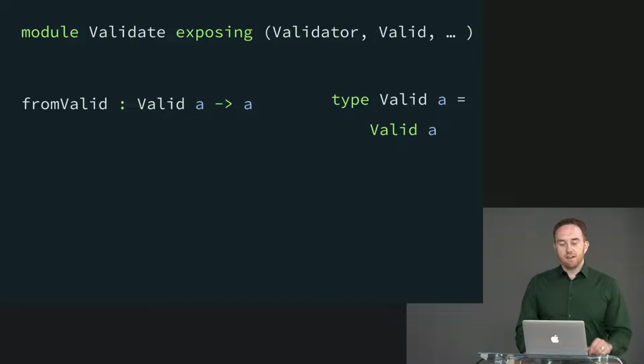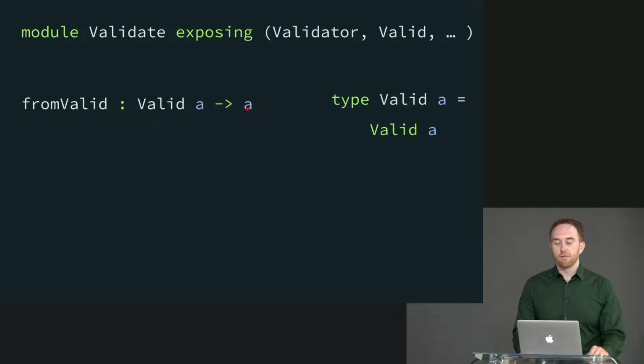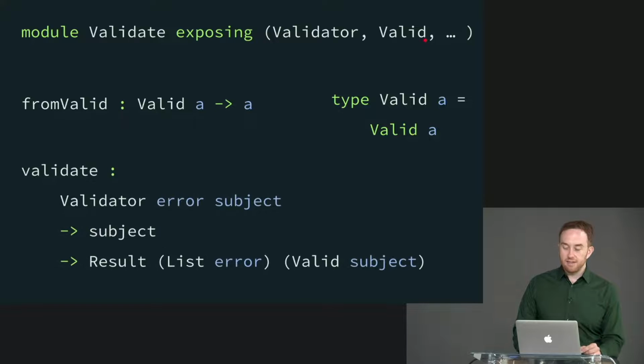So we also expose a function called fromValid, which means if you give me a valid thing, I will just give you back the thing inside of it. So I'll sort of unwrap it and give it back to you. Which, again, would be pretty boring, except for there's only one way to get one of these valid values. So notice that we have not exposed the valid variant, just the type itself. So it is opaque to other modules. And the only way to get one is by calling this function called validate.